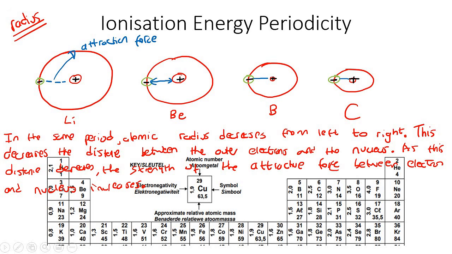Okay, so you understand that, right? So as that attractive force between the electron and the nucleus increases, it is going to become more difficult for us to remove the electron. So that means the ionization energy, which is the energy that you need, is going to go up. So we can then say ionization energy will increase. Okay, so as we go from left to right in the periodic table, the ionization energy is going to increase.